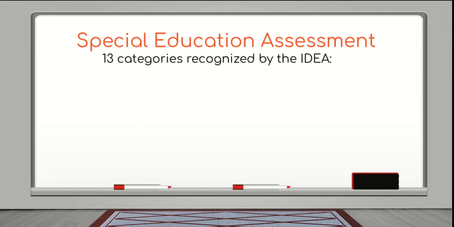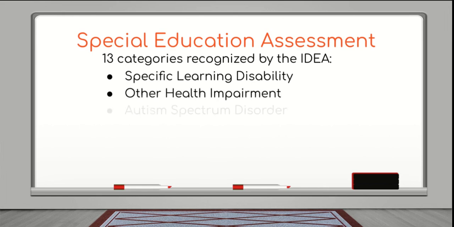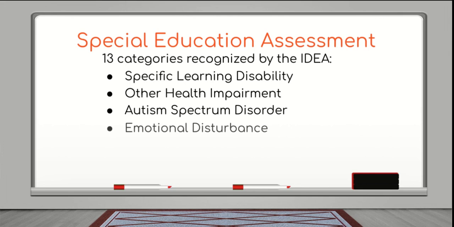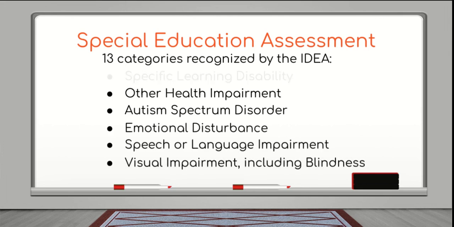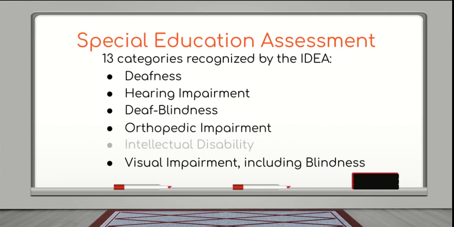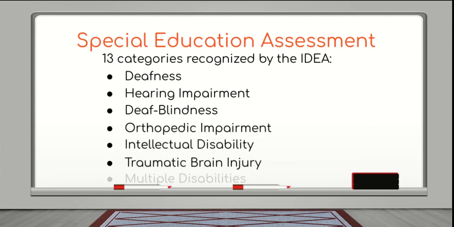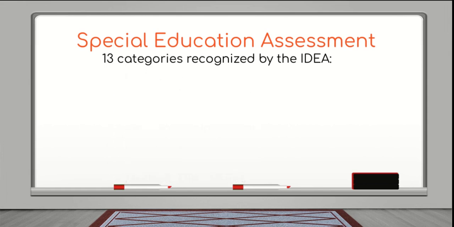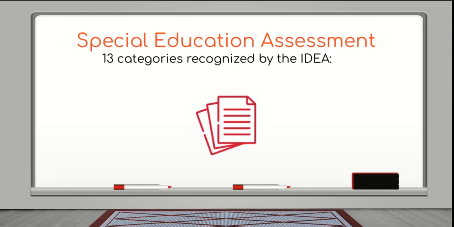In total, the IDEA recognizes 13 categories of disability that may impact student achievement in school. They are specific learning disability, other health impairment, autism spectrum disorder, emotional disturbance, speech or language impairment, visual impairment including blindness, deafness, hearing impairment, deaf blindness, orthopedic impairment, intellectual disability, traumatic brain injury, and multiple disabilities. A description of your child's disability category can be found on the first page of your child's IEP paperwork.